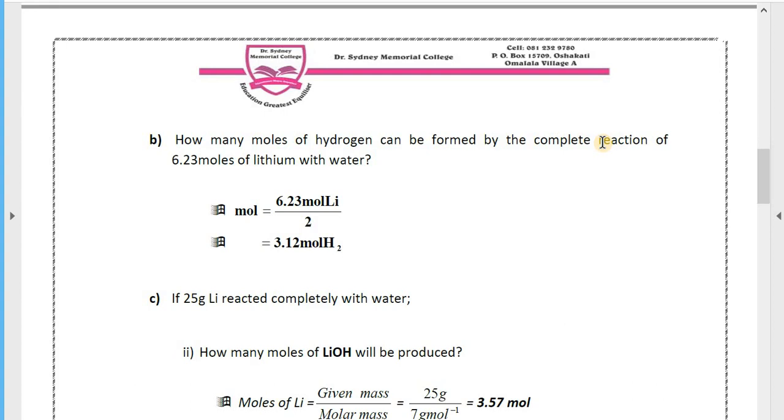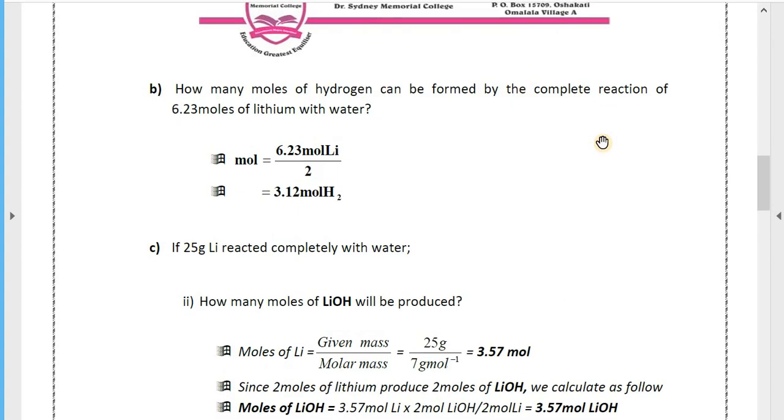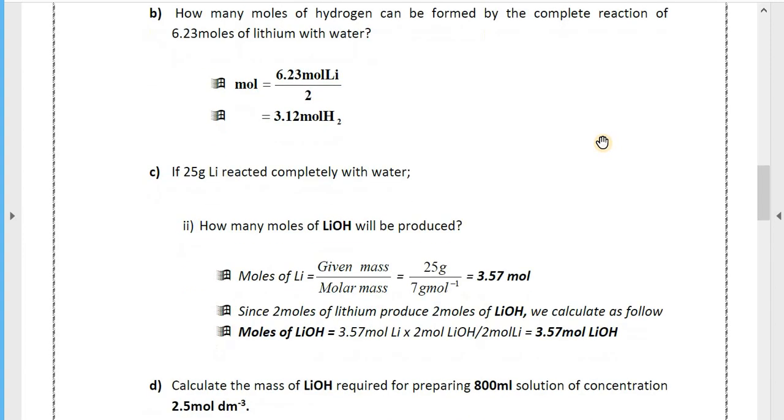What about 6.23 moles of lithium? How many moles of hydrogen are they going to produce? You go back to using proportionality. Direct proportion will tell you that if 2 moles of lithium produce 1 mole of hydrogen, therefore 6.23 moles of lithium are going to produce more moles of hydrogen. So you just say if 2 produces 1, then 6.23 is going to produce more.